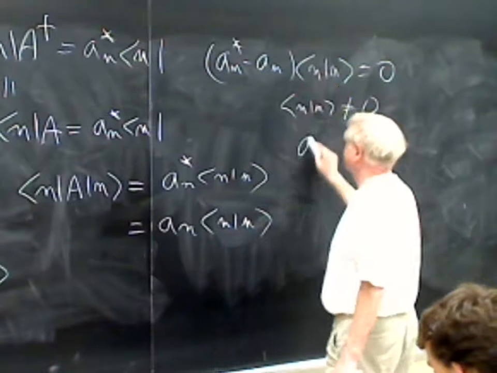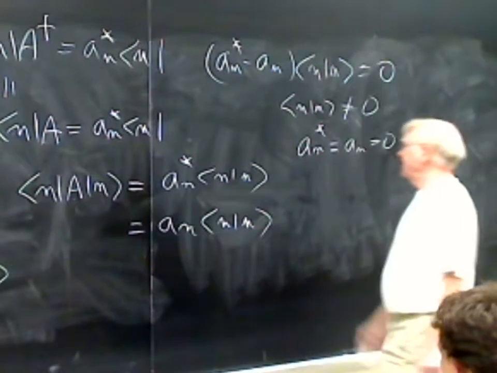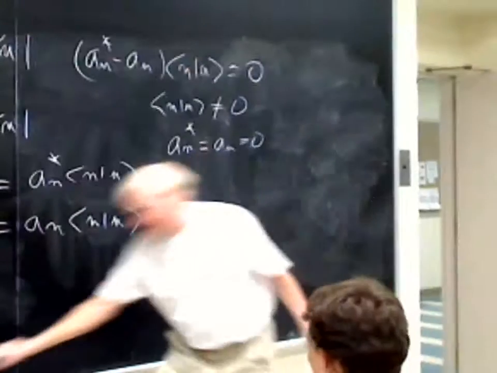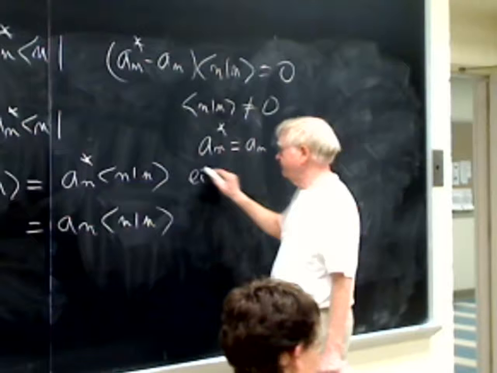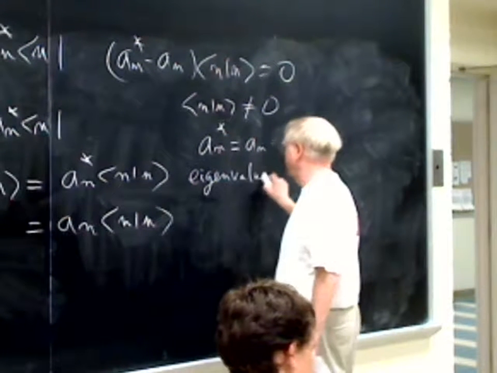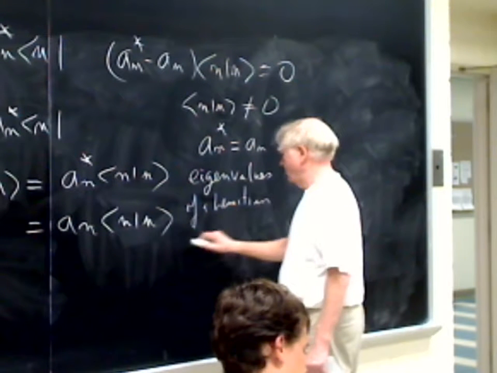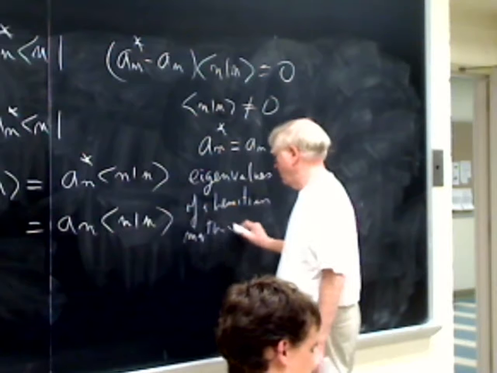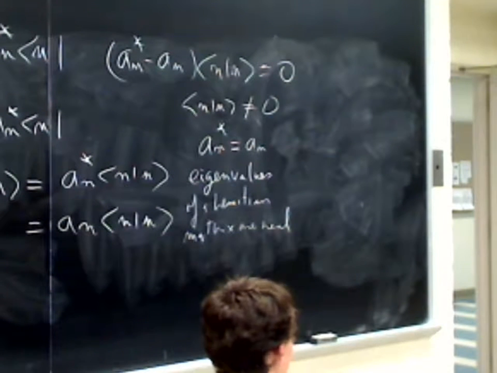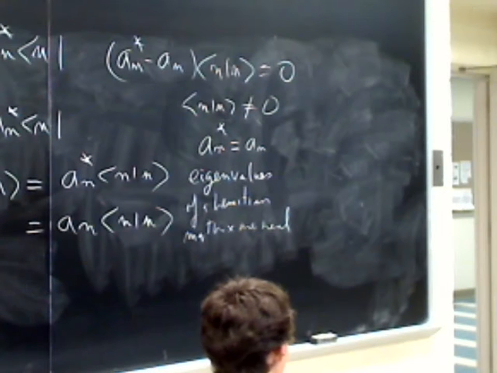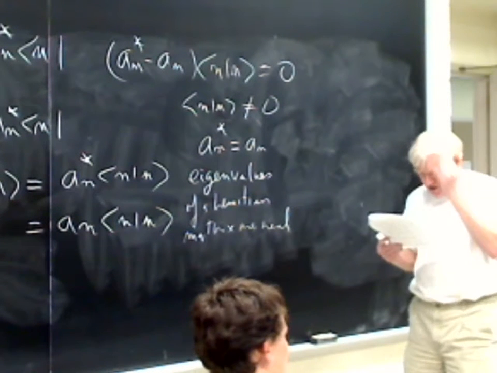Consequently, we can divide by this, and we get a_n star minus a_n equals 0, or effectively a_n equals a_n star, and of course |n> is not equal to 0 then. So this says the eigenvalues of a Hermitian matrix are real. I'm sorry about my handwriting, but anyway, I've said it clearly, I hope. So the eigenvalues of the Hermitian matrix are real.